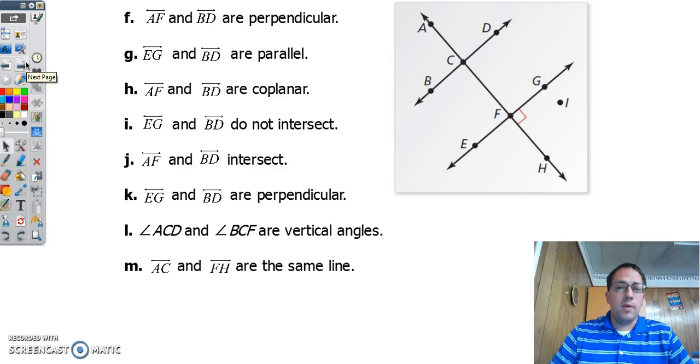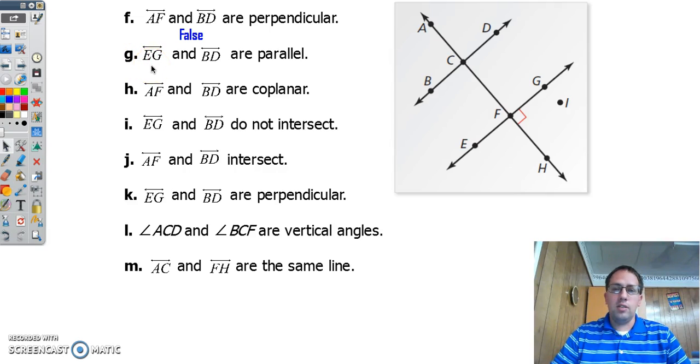Okay, so we're back. And let's see here. F. Line AF and line BD are perpendicular. So we've got AF right here. We've got BD right there. Well, they look perpendicular. Can we assume that they're perpendicular? And no. No, we can't assume that. Because unlike over here with AF and EG, we have the perpendicular box, the right angle there. Up here with these, we don't have anything saying that this is a right angle. For all we know, it could be an 80-degree angle, which looks pretty close, but not exactly.